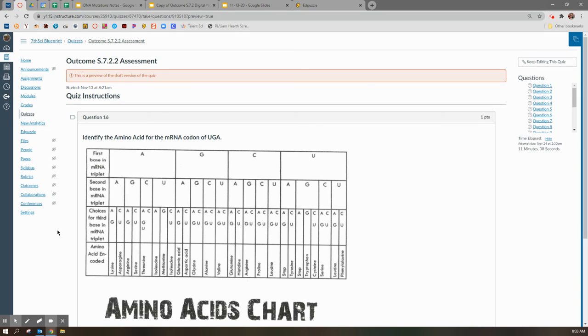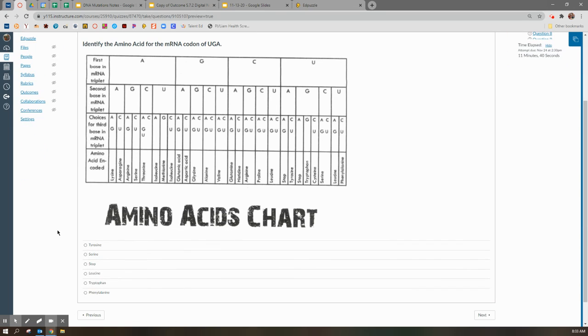Question 16. Identify the amino acid for the mRNA codon of UGA. Is UGA tyrosine, serine, stop, leucine, tryptophan, or phenylalanine?